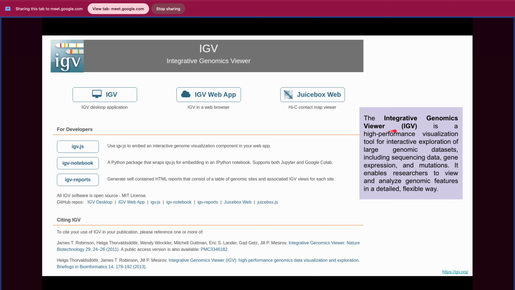So what is the Integrative Genomics Viewer? It is a high performance visualization tool where you can visualize things for the interactive exploration of large genomic data sets, including sequencing data. For example, if you have two different sequences, then you can compare them and find where the variants are available, at which position. All those things can be simply done with the IGV, and it enables researchers to view and analyze genomic features in a detailed and flexible way. In the later slides, we will see how flexibly we can do this.